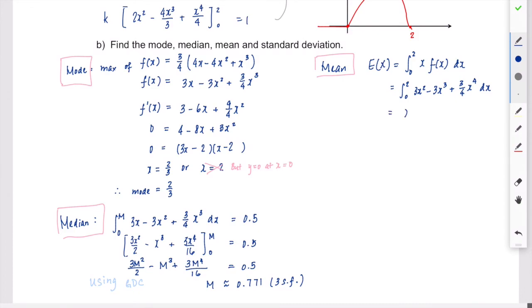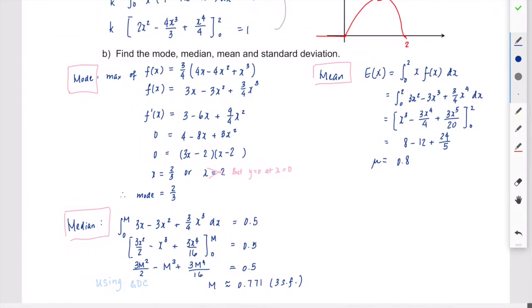So x cubed over 3 times 3, x cubed, minus 3x to the 4 over 4, plus x5 over 5. So 3x5 over 5 times 4, 20. From 0 to 2, 8 minus 16 over 4, 4, 12, plus 32 divided by 20 times 3, 24 over 5, which works out to approximately, is it exact? Yes, exactly 0.8, I believe. Okay, you can also write this as E of x or as mu. It's up to you. Okay, and then we have also got standard deviation, which is the square root of the variance.